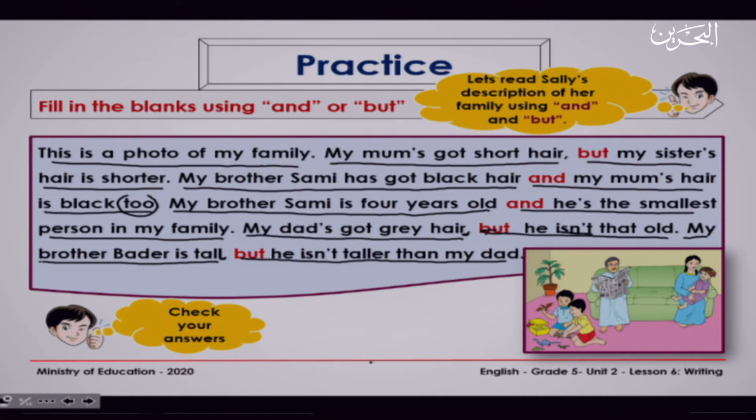I told you before that when you use but, you link two ideas. One of them is positive and the other one is negative. Here the clue is that you have isn't. So here it's negative and the first one is positive. Was it easy? I hope so. Let's move on.